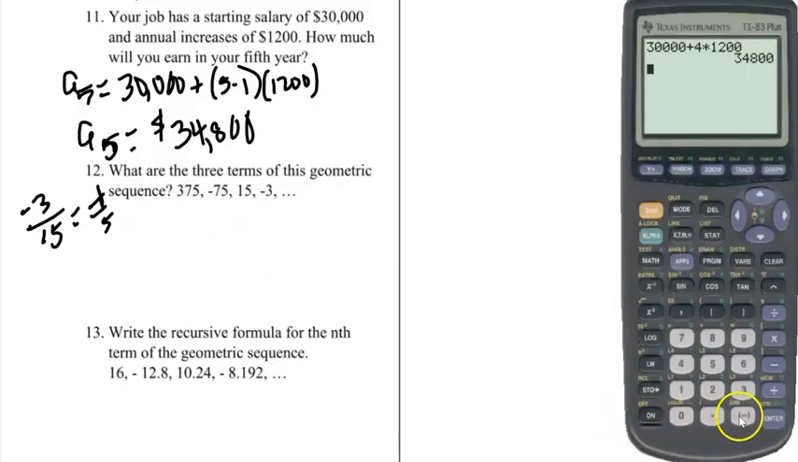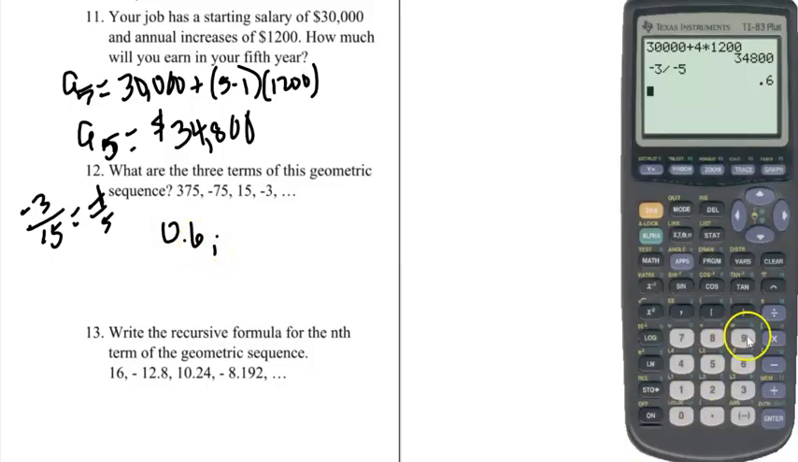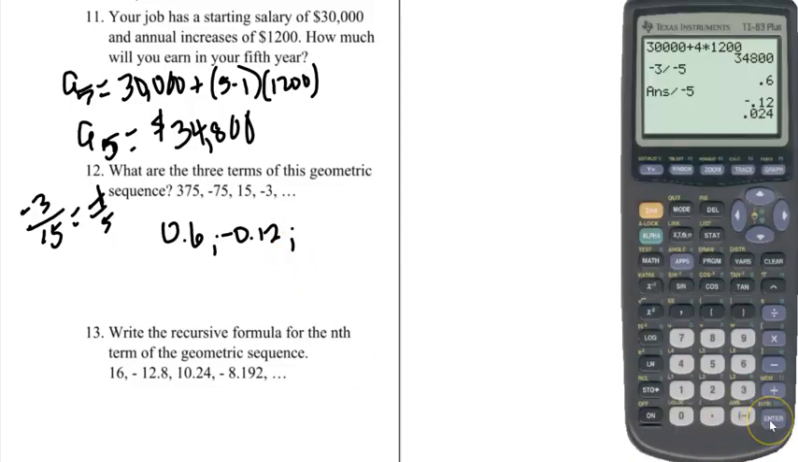So the next 3 terms, if I take my calculator, we have -3, and we're dividing by -5. Or if you want to multiply by -1/5, it's the same thing, and you get 6/10. So 0.6. And then the next one, we're going to divide that by -5. If I divide that by -5, you get -0.12. And then if I divide by -5 again, you get 0.024.